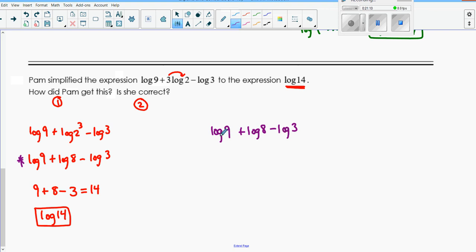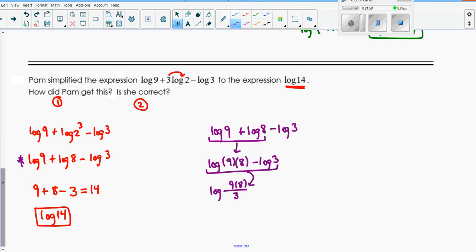If we're doing log plus log minus log, this part right here is multiplication, so that would be log of 9 times 8, minus log of 3. And now if I'm doing this log minus this log, that's division. So that would be log of 9 times 8 divided by 3. Again, this part right here was addition, which is why it became multiplication. This part right here is subtracting two logs, which is why it became division.